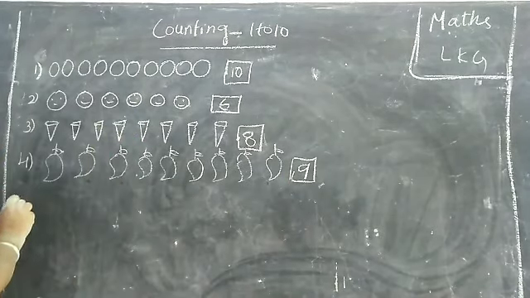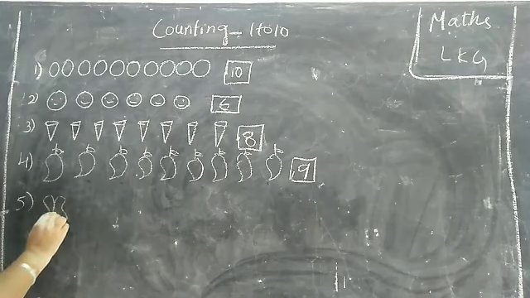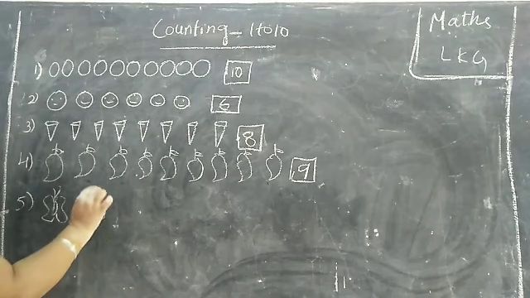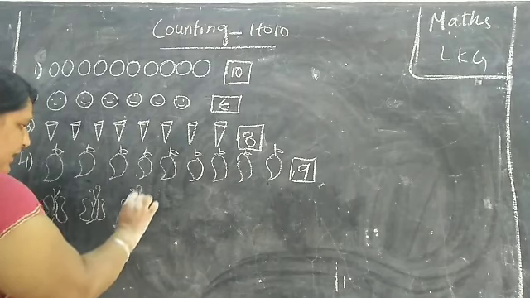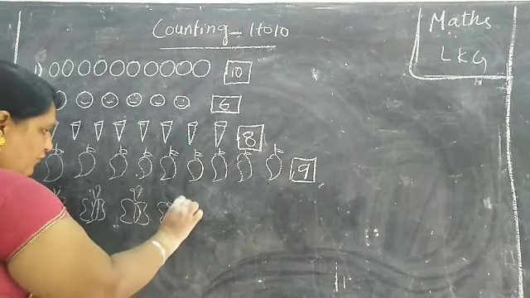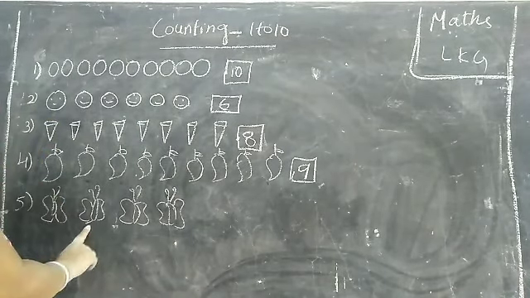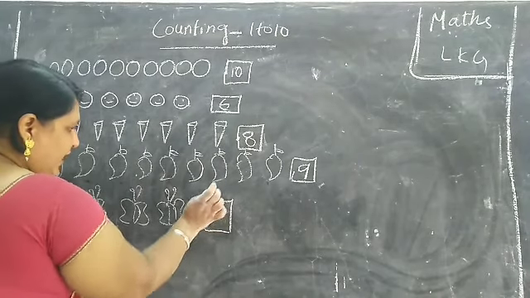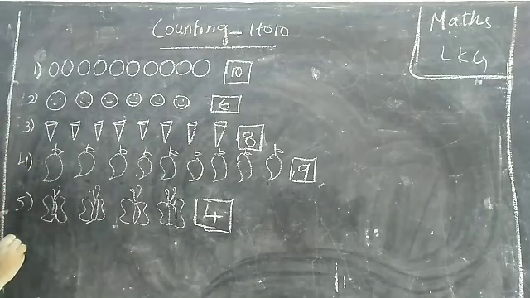Okay children? So next, butterflies. 1, 2, 3, 4. So how many butterflies, children? Count. 1, 2, 3, 4. So here we write 4 butterflies. So number 4. Okay.